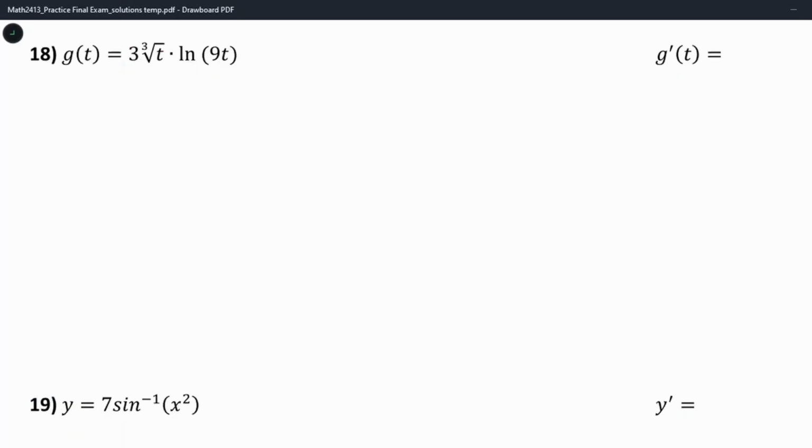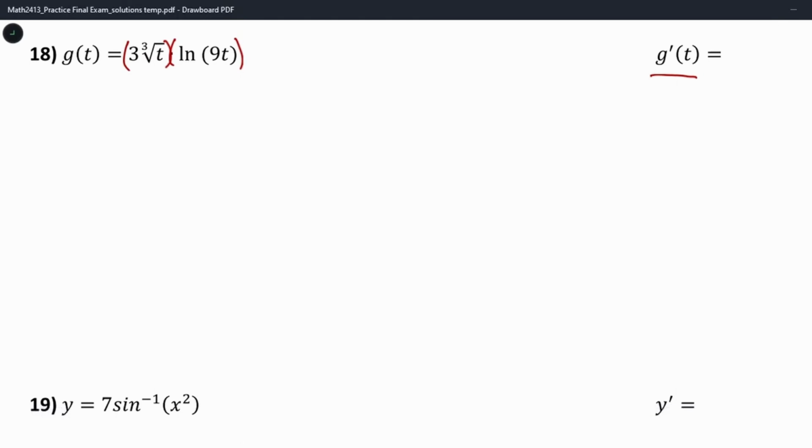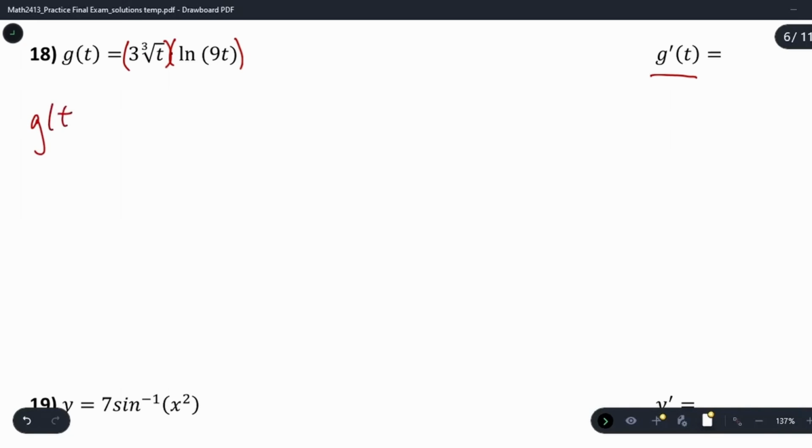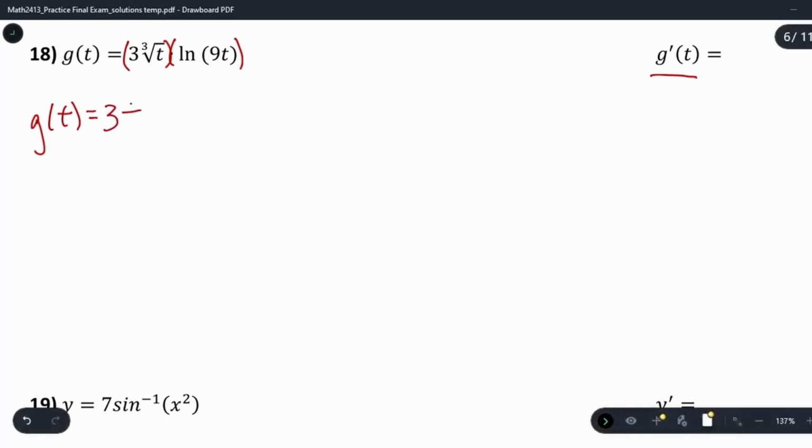Next problem, number 18. We need to find the derivative of g of t. Here we notice that we do have the product of two functions in terms of t, so we're going to have to apply the product rule again. And what I'm going to do to start with is I'm going to rewrite this radical expression in terms of a rational exponent, and that'll make it a lot easier to take the derivative of that factor using the power rule. Alright, so here we go.